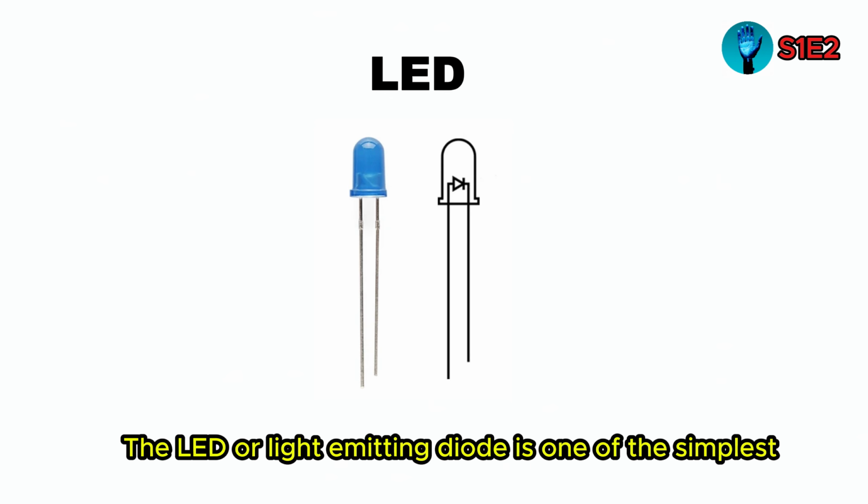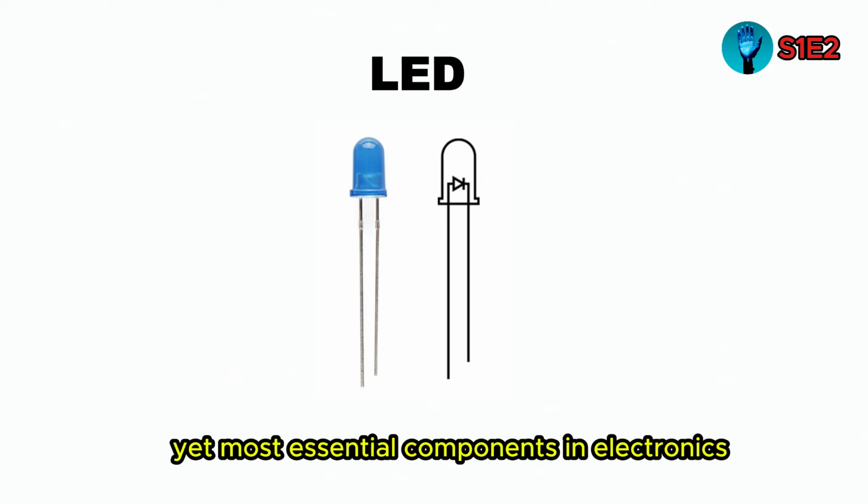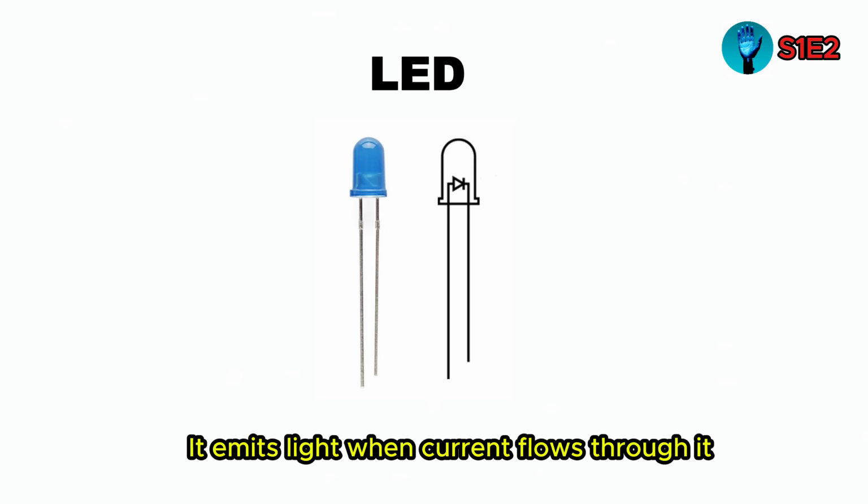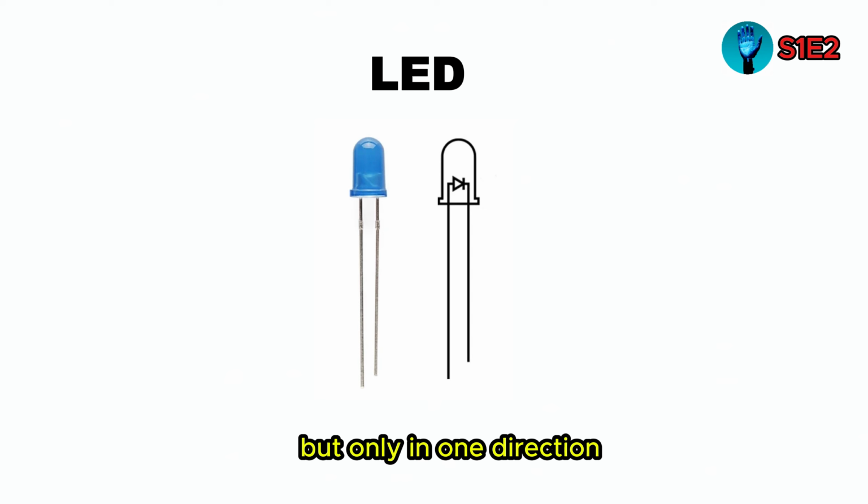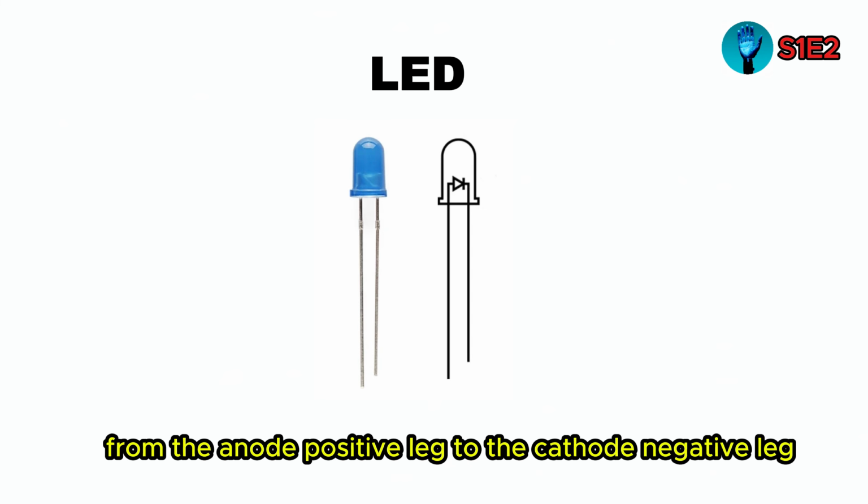The LED, or light emitting diode, is one of the simplest, yet most essential components in electronics. It emits light when current flows through it, but only in one direction, from the anode, the positive leg, to the cathode, the negative leg.